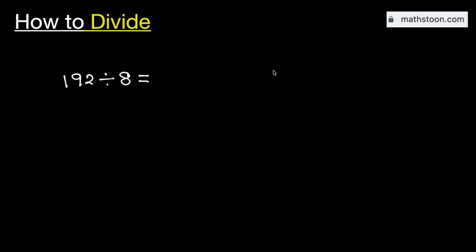In this video, let us learn how to divide the number 192 by 8 using the long division method. As 1 is less than 8, so we will consider the number 19. We know that 8 times 2 is equal to 16. Subtract, we get 3.